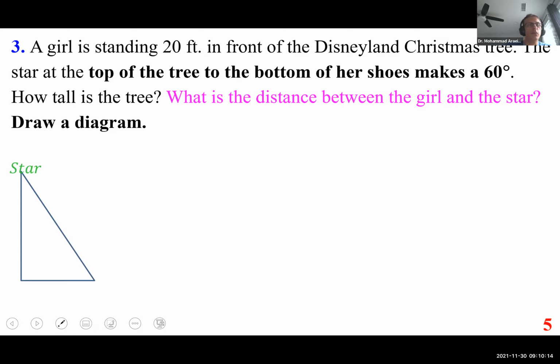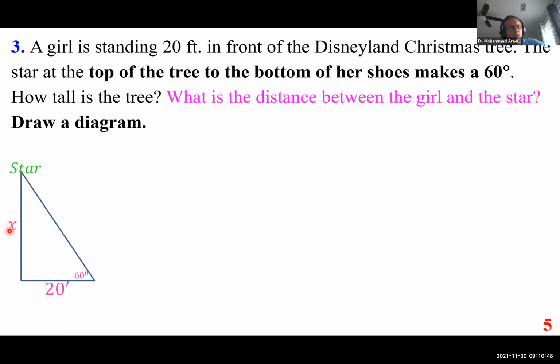So here's what's happening. Here's the star. Here's the 60-degree angle. Here's the 20 feet distance. So 20 feet away at an angle of 60 degrees, we are interested in finding this distance or height. We're going to call it X.